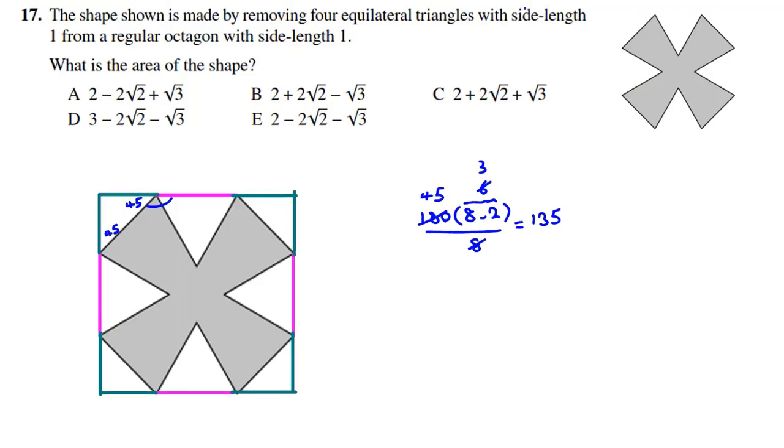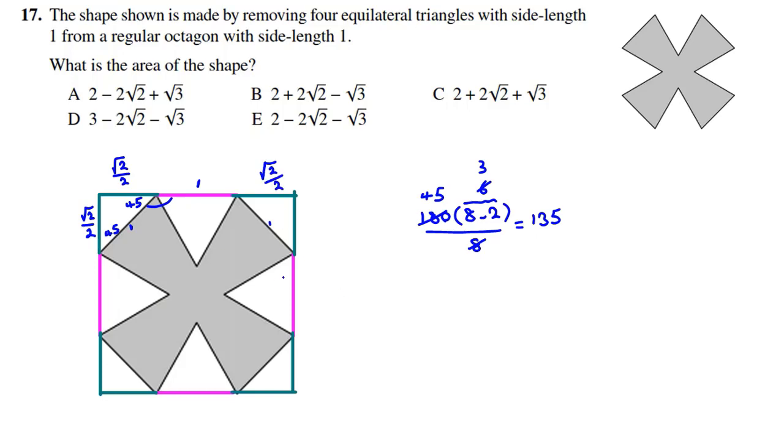What do we know about the octagon side length? 1. So it is 1, it is 1, it is 1, it is 45. So sine 45 is root 2 over 2. This one also is root 2 over 2. Similarly, it's root 2 over 2.